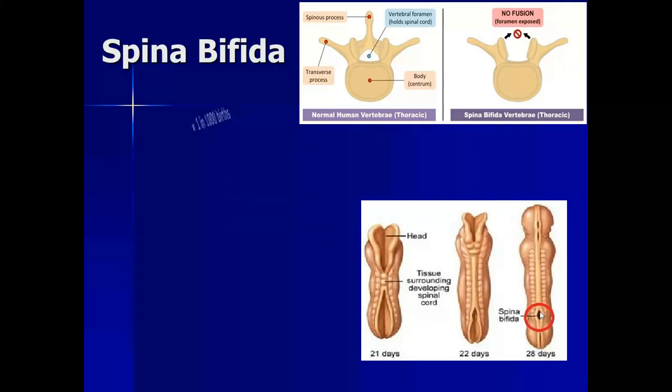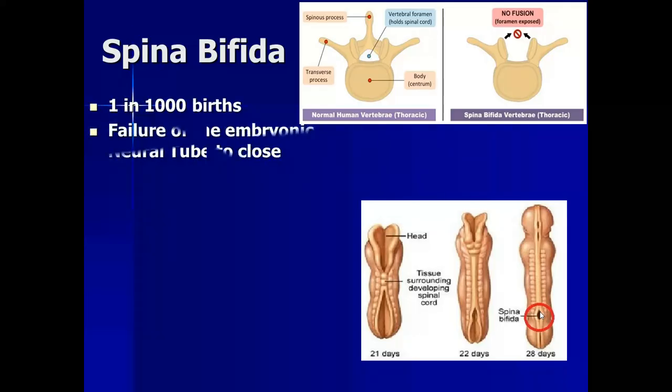Spina bifida happens in about 1 in 1,000 births, and it's the failure of the embryonic neural tube to close. If you look up on top, you see the normal vertebrae with the spinal cord, and then you see spina bifida, where the vertebrae do not fuse, do not close. It's most commonly seen in the lower back, the lumbar and sacral regions. Why? Because those areas at the bottom close the slowest.